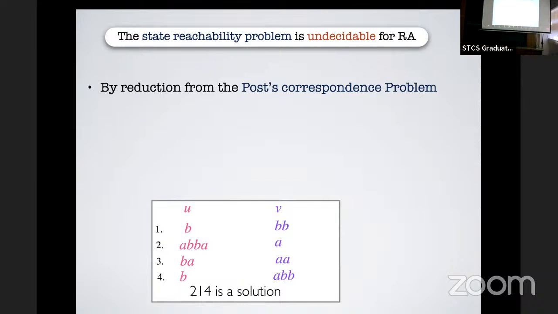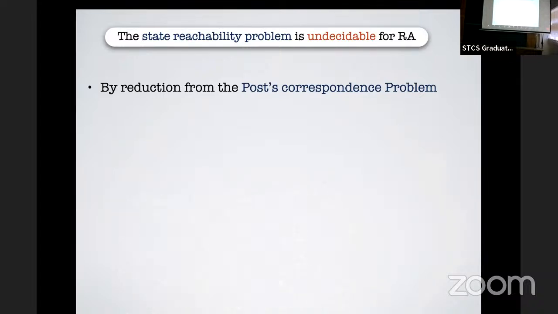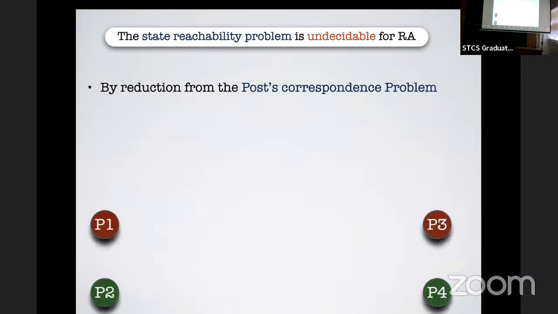The PCP problem gives you two lists, of equal length, and each position has some word. I'm going to ask: give me the sequence of indices so that the corresponding words are the same. This is the PCP problem. So how do we do the reduction? I am going to construct a concurrent program which has 4 processes, P1, P2, P3, P4.